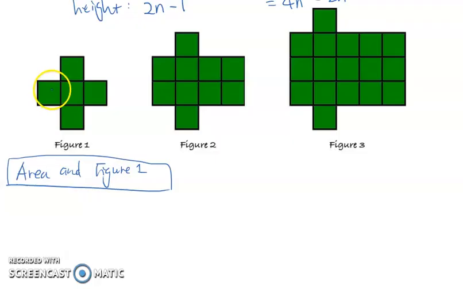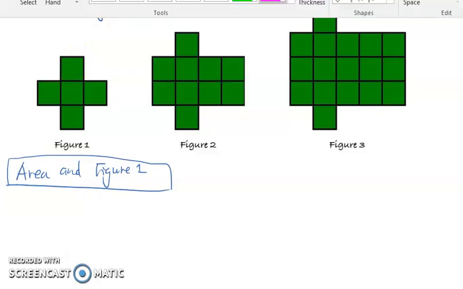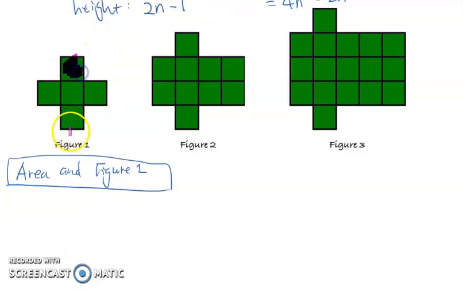So just observe. I noticed that for each individual picture, one box on the top, one box at the bottom. Same here, one box on the top, one box at the bottom, and again one box on the top, one box at the bottom. Those are the fixed ones. So I always have 2 unit squares of area for each figure. So I know it's something plus 2. That is fixed.